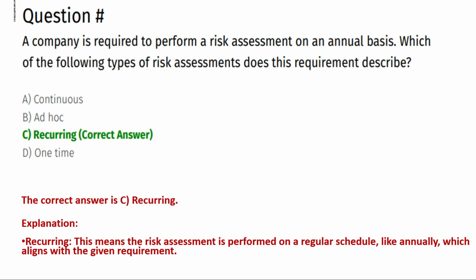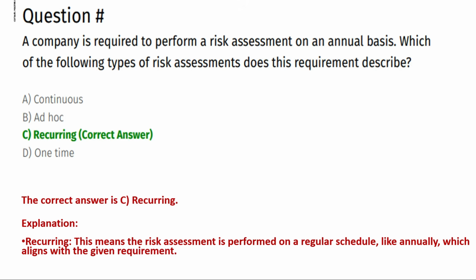The next question is, a company is required to perform a risk assessment on an annual basis. So which of the following types of risk assessments does this requirement describe? Option A, continuous. Option B, ad hoc. Option C, recurring. And option D, one time. And the correct answer for this question is option C, recurring. So let's check the explanation.